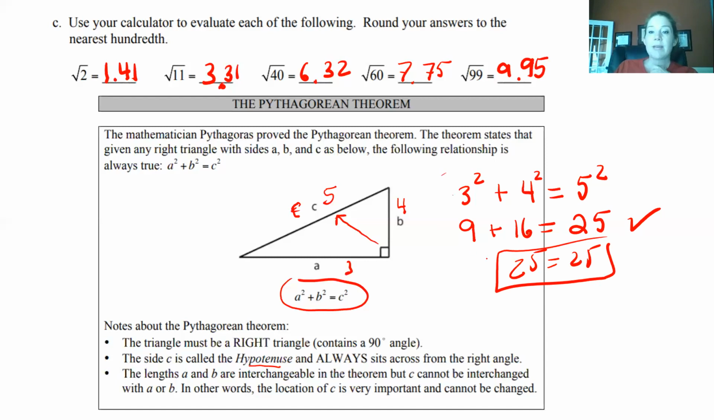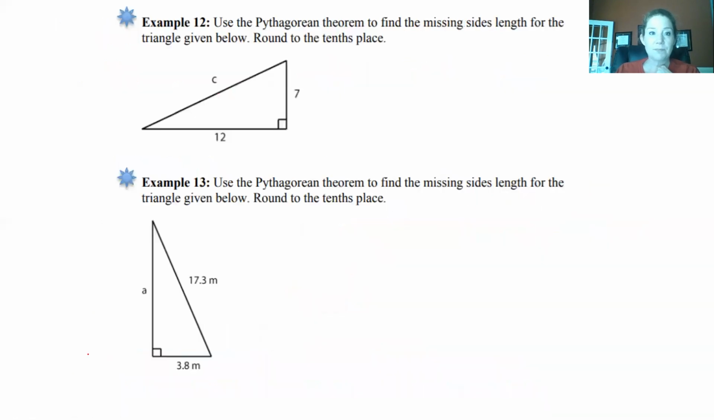Because it follows the Pythagorean theorem. When you do the math, if the two sides squared and added together does not equal the third side squared, then it's not a right triangle. It can still be a triangle, it just isn't a right triangle.